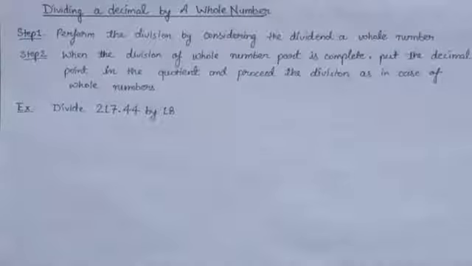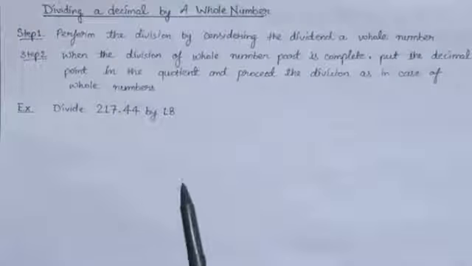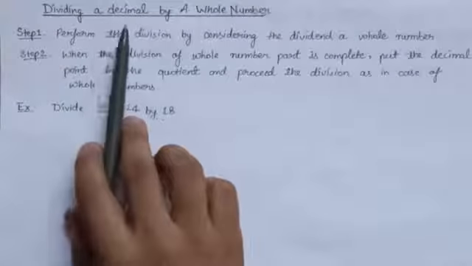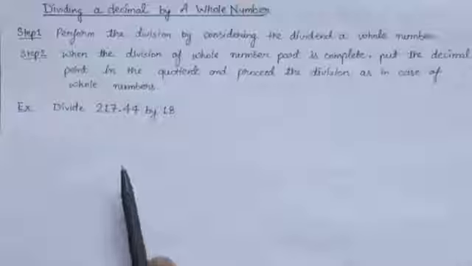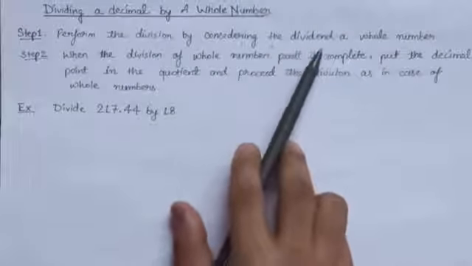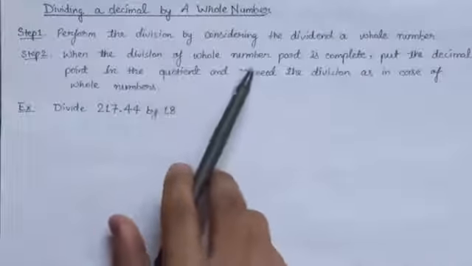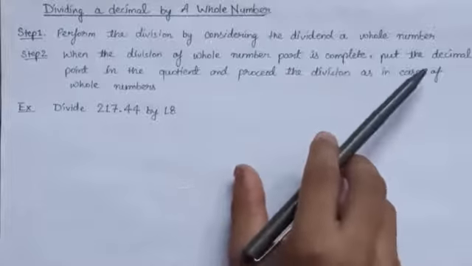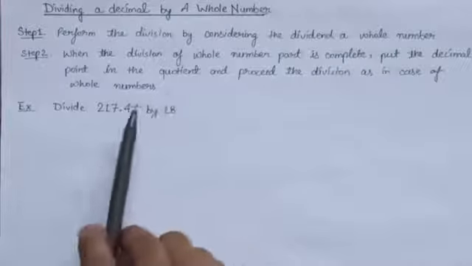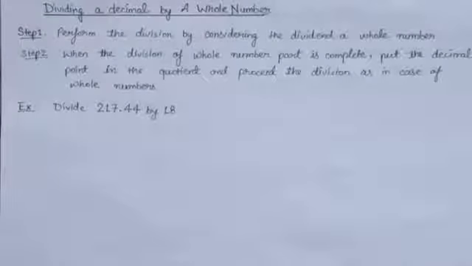Now students, we will learn how to divide a given decimal by a whole number. There are some steps which we must follow. Step 1: perform the division by considering the dividend a whole number. Step 2: when the division of the whole number part is complete, put the decimal point in the quotient and proceed with the division as in the case of whole numbers. Now students, let us understand these two steps with the help of an example.